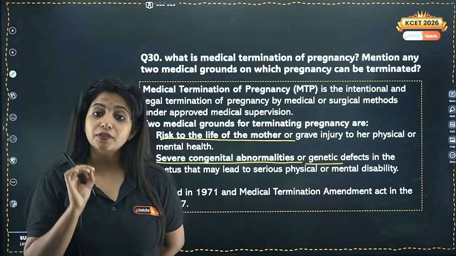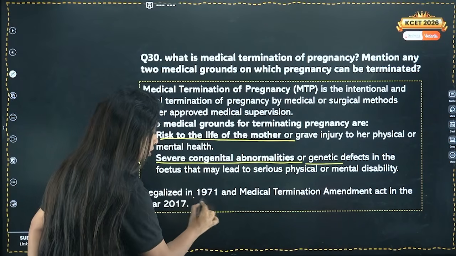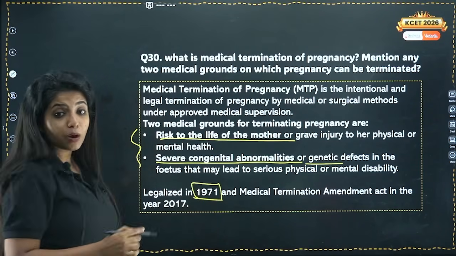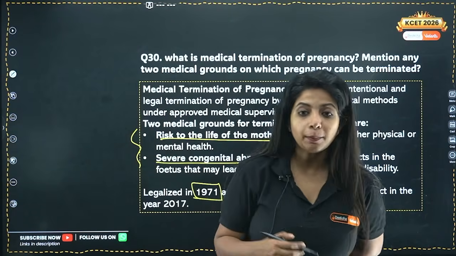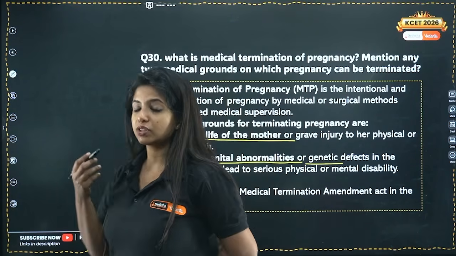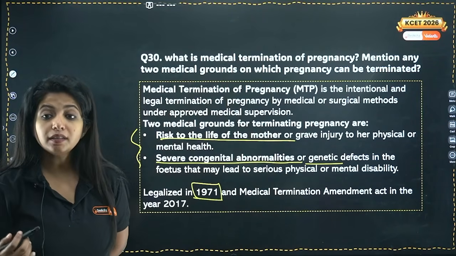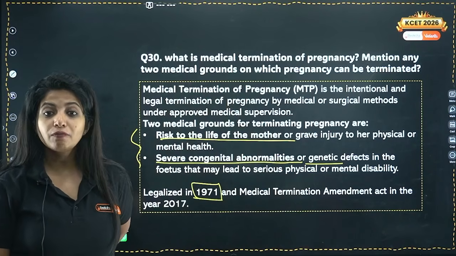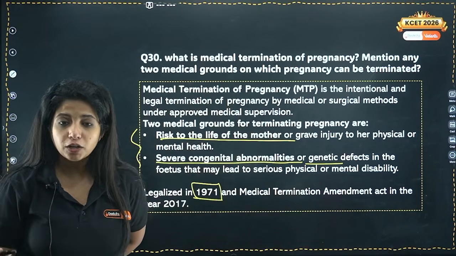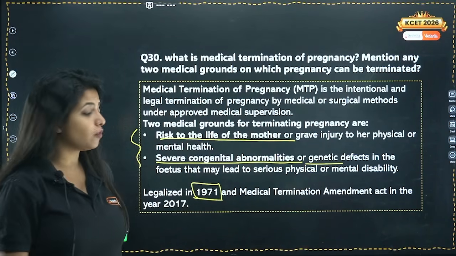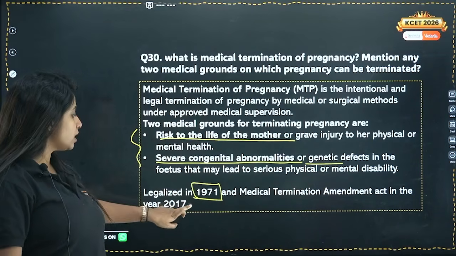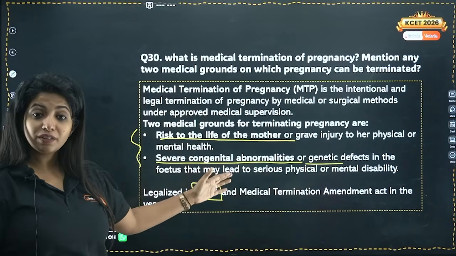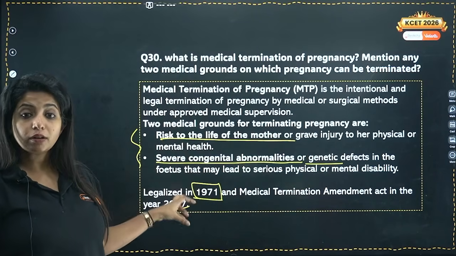Now, MTP was first legalized in the year 1971, and because people were using it for their own benefit, as in they started doing amniocentesis, they started knowing the sex of the child. If it was a female, they started doing MTP. So female feticide was increasing way too much, which is why an act was put forward, and that is the Medical Termination Amendment Act in the year 2017. So legalized in the year 1971, but the act was put in the year 2017.